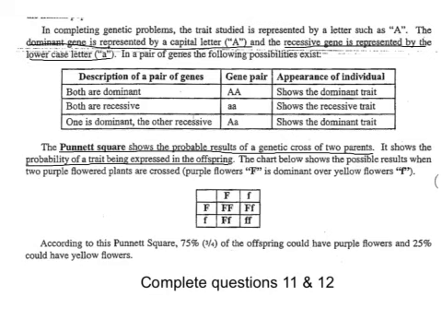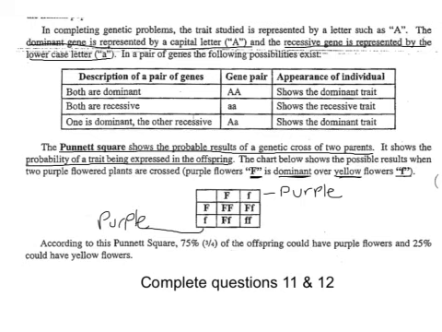So we have purple flowers as a capital F, and it is dominant over yellow flowers, which is a lowercase f. And we can see that one parent has a capital F and a lowercase f, so they are showing purple flowers because it is dominant. The other parent also has a capital F and a lowercase f. That means that they are showing purple flowers because it is dominant.